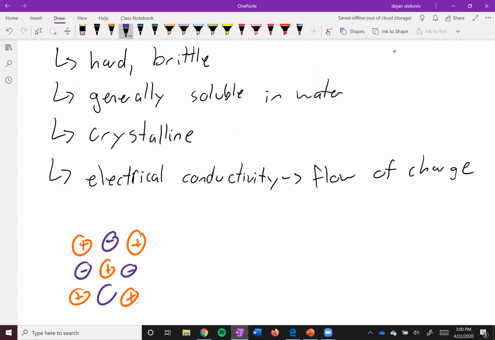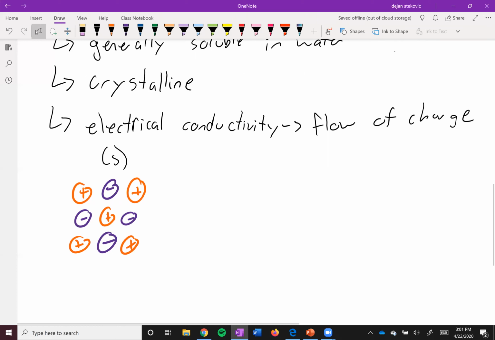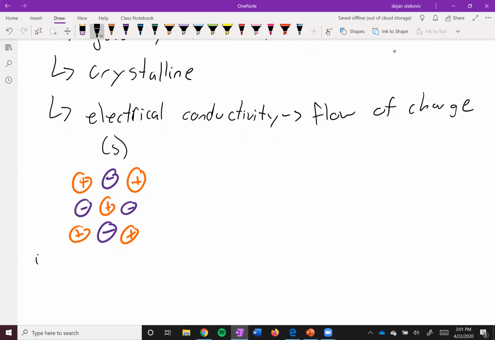So I've got my little lattice. They should actually all be touching. It's just a bad diagram. So in a solid, these ions can't move, and the ions are the charge. So in solids, ionic compounds are non-conductive. The ions, which are the charge, can't move, and so they're non-conductive.